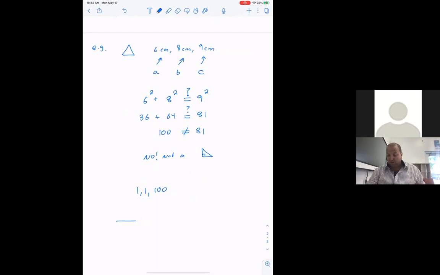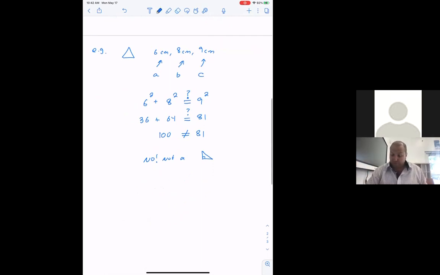How do you know? Well, if one side's 100 and then you have these little flippers on the end of side 1, right? There's no way these guys can meet. So there are restrictions on what three sides can form a triangle, but 6, 8, and 9 does. It's just not a right triangle.